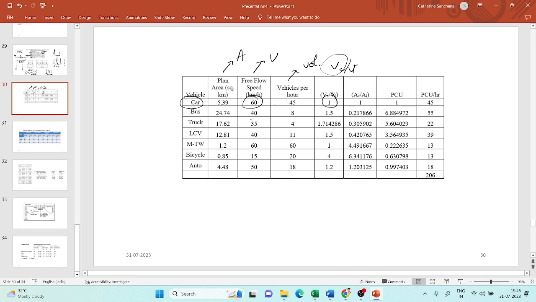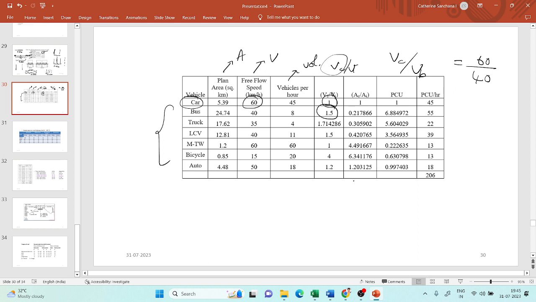Now, if I come to bus, it is velocity of car divided by velocity of bus, which is 60 divided by 40, and that is why I get 1.5. Similarly, I will do this for all the vehicles.